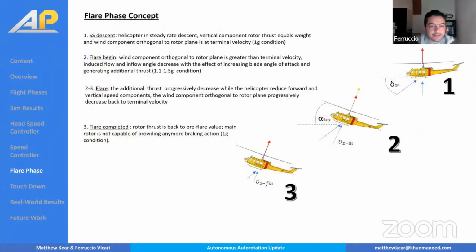Thank you. So what is the flare phase? Basically, we want to convert the translational and vertical energy of the helicopter into a smooth braking condition, let's say. So what the pilot normally does is to lift the nose of the helicopter and basically trade off almost all of the forward speed into a decreased sink rate.